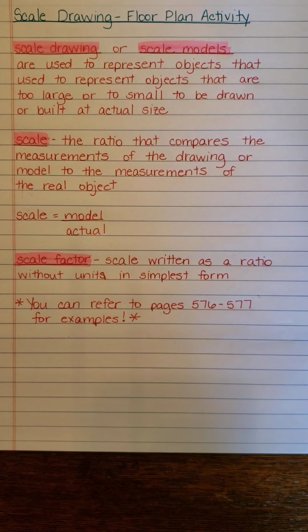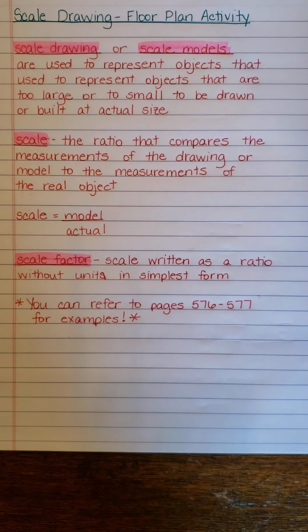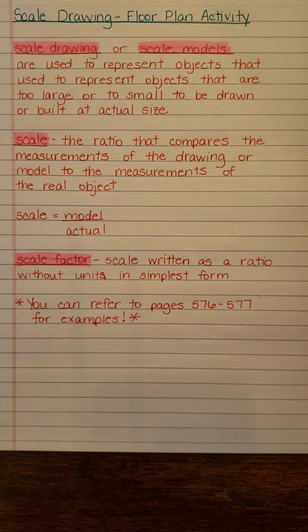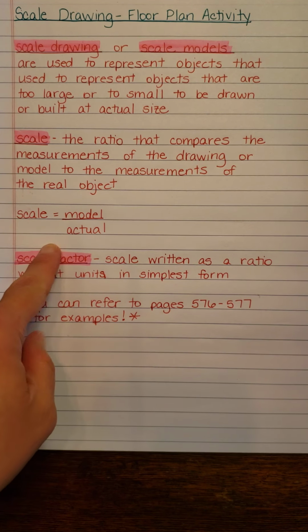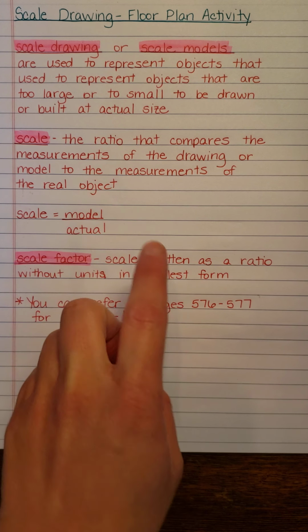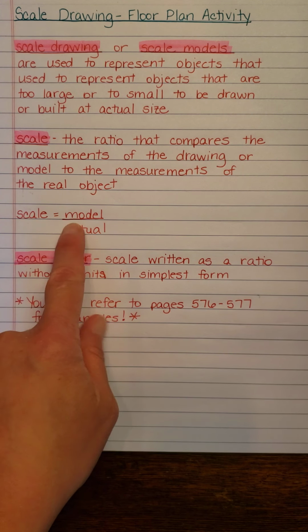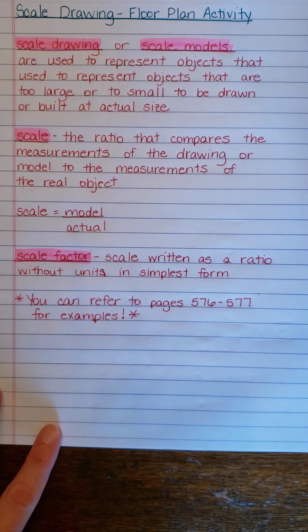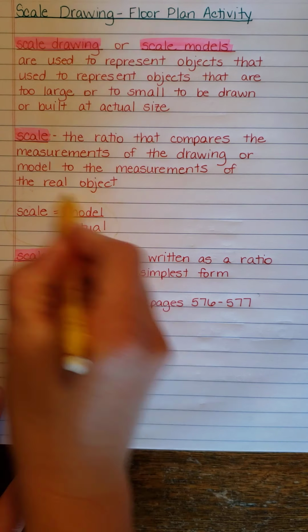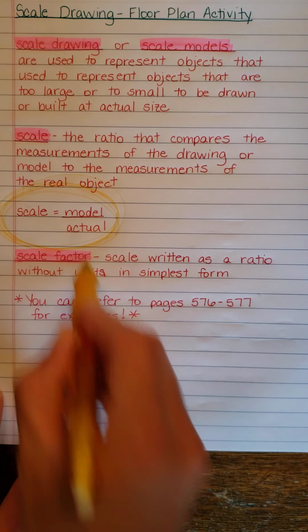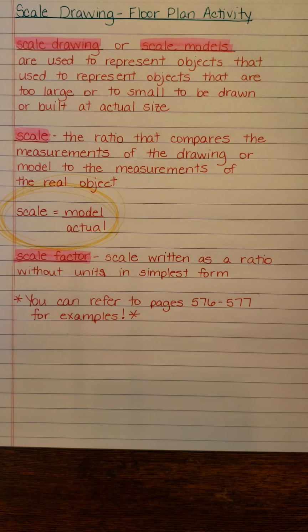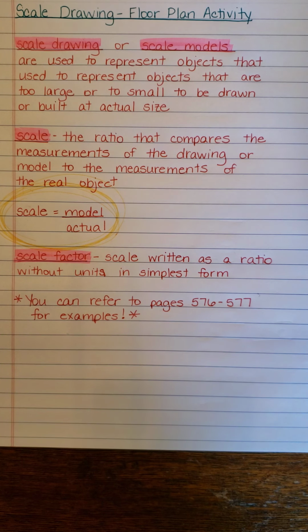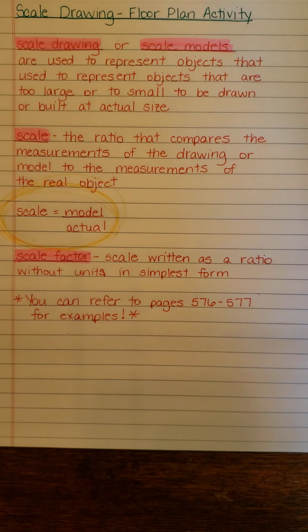A scale is the ratio that compares the measurements of the drawing or model to the measurements of the real object. So when we're talking about a scale, this is a ratio. We know a ratio compares two things. So the two things that we are comparing are the model to the actual, okay? So when you are working, that's what I want you to remember, that the scale compares the model to the actual. Scale factor, that's when you write the scale as a ratio in simplest form, okay?